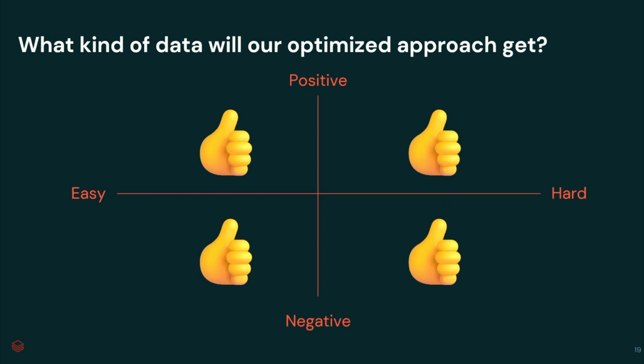Great. So we've balanced it here. We've gotten data from all 4 quadrants, and we're ready to move into fine-tuning.